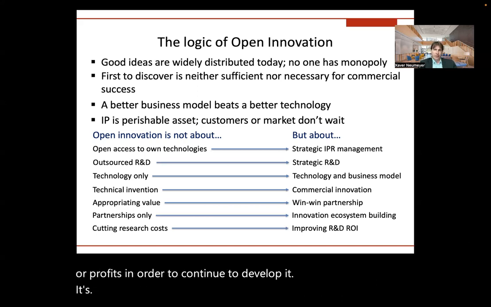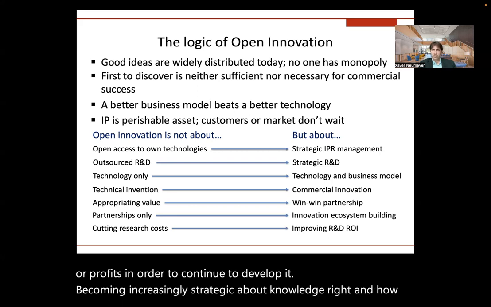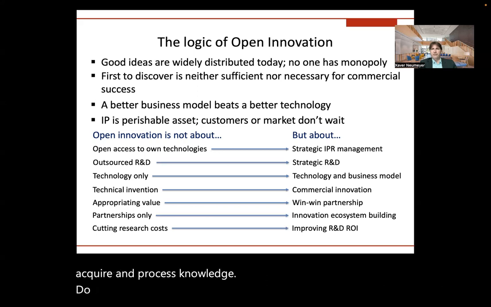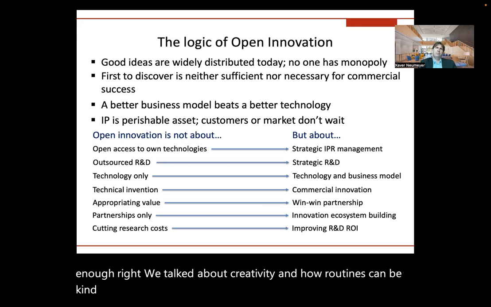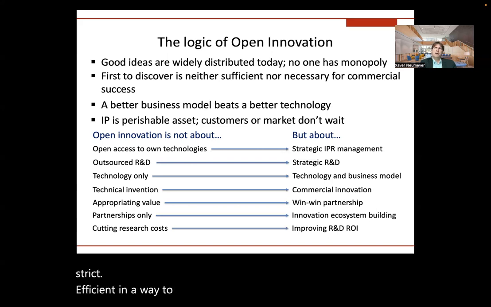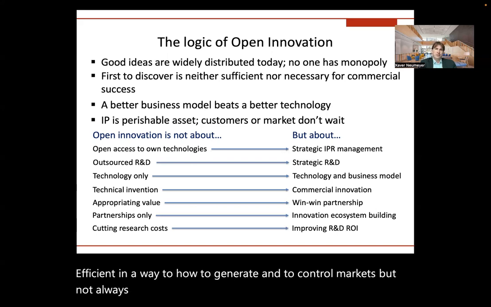It's becoming increasingly strategic about knowledge, right? And how to acquire and process knowledge. Do I often have enough people in my company, or are they open enough, right? We talked about creativity and how routines can be kind of poison to creativity. And corporations tend to be kind of strict, bureaucratic, efficient in a way to how to generate and to control markets, but not always the most efficient in developing technologies.